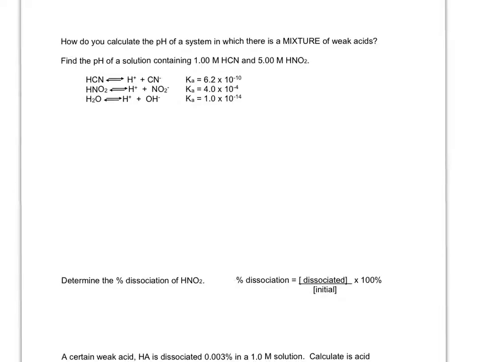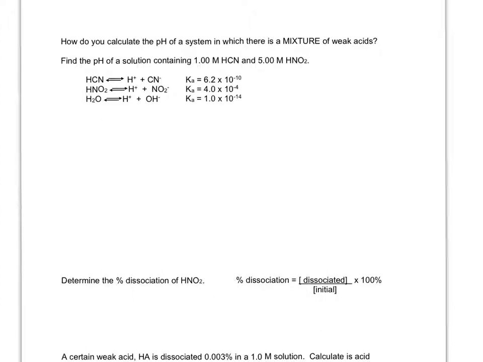All right, let's say that you have a mixture of different acids and you want to try to figure out what the pH is. Now, in this mixture, we have some HCN and some HNO2, both relatively weak acids. Actually, both weak acids.